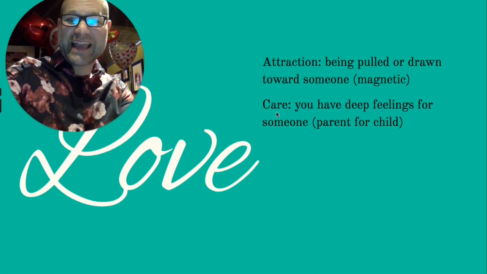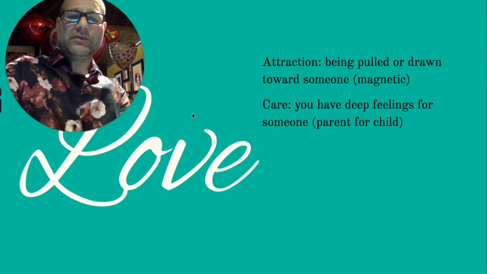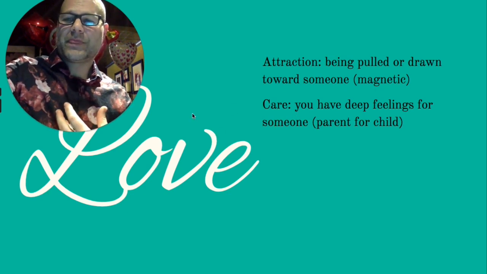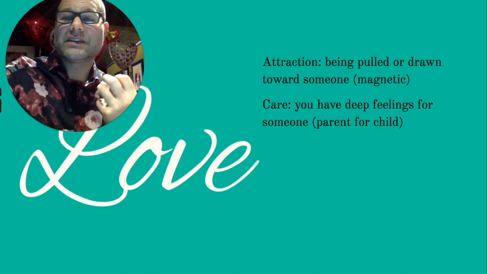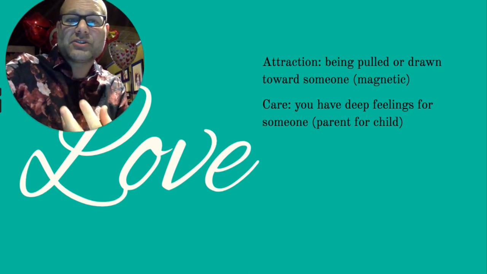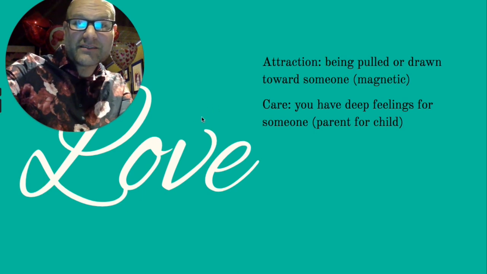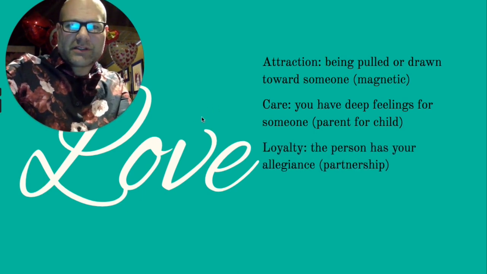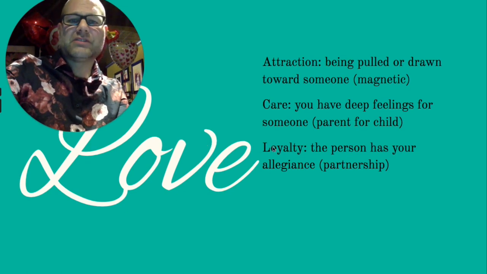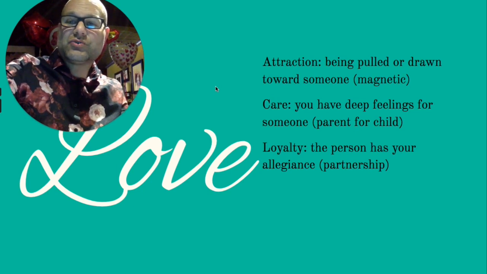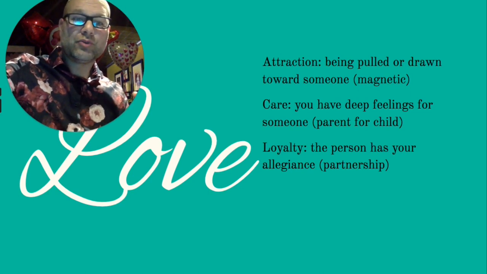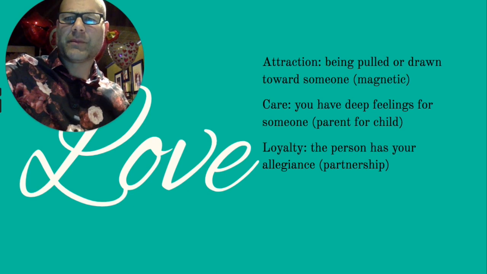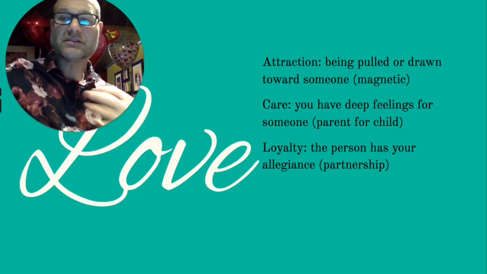Another type of love is care, caring for someone. When you have deep feelings about someone, I think of a parent-child relationship, where the parent will want to do anything for that child because he cares so much about that child and wants the best for that child. That is love, and it's a really different kind of love. A third kind of love is loyalty, when you have allegiance to someone. Someone is your partner, and you're not going to do anything to hurt that person because you care about them, but also you're loyal to them. Hurting them would be hurting you. So that's a type of love.